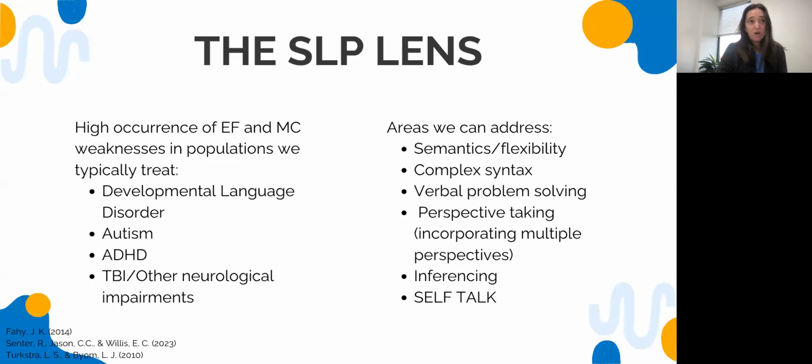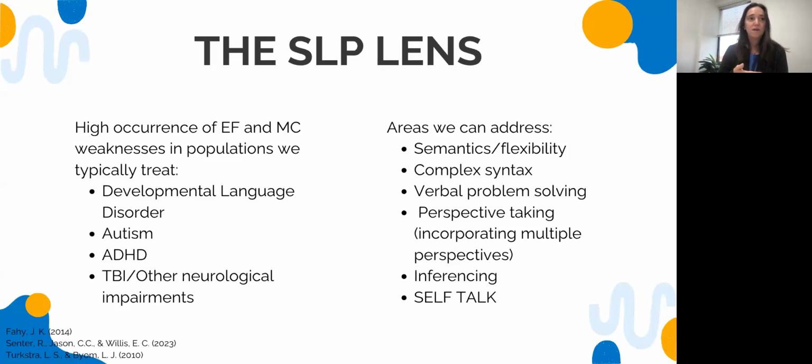And also the areas that we tend to work on in therapy relate directly back into building metacognitive skills and also executive functioning skills. So when we talk about maybe weaknesses in cognitive flexibility, maybe they don't have the semantic network or enough language to talk about shades of gray. So we might work on semantics and figurative language as a way of working on both semantic flexibility and cognitive flexibility.